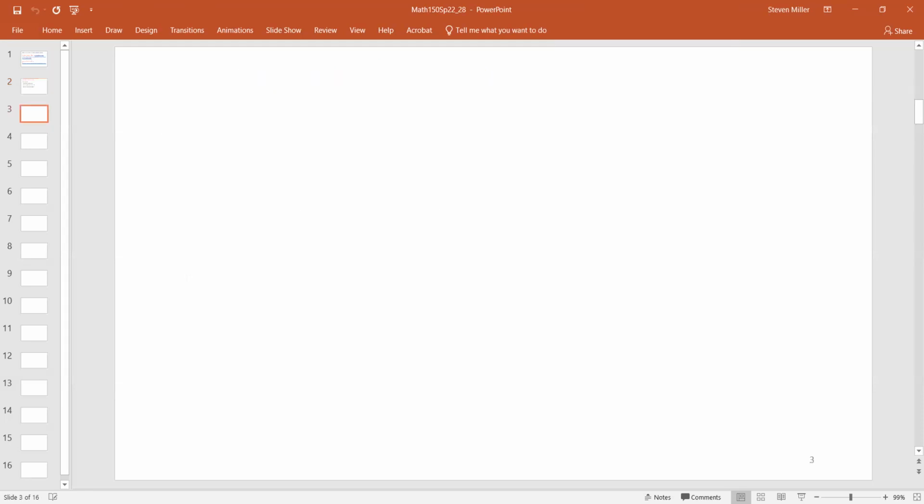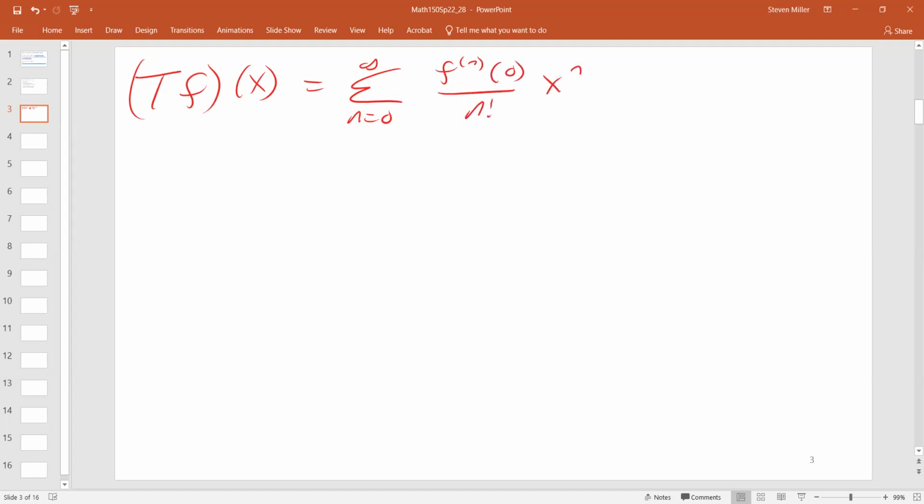Right. So in one dimension, we saw that the Taylor series of f at the point x would be the sum as n goes from 0 to infinity of the nth derivative at the point 0 over n factorial x to the n. More generally, we could have the sum as n goes from 0 to infinity of the nth derivative at a over n factorial x minus a to the n.